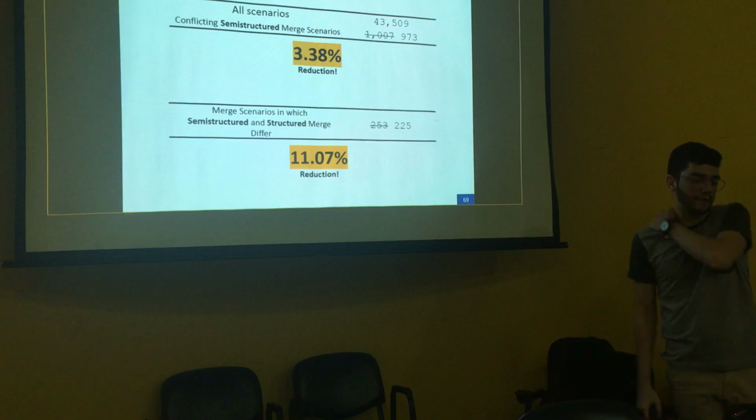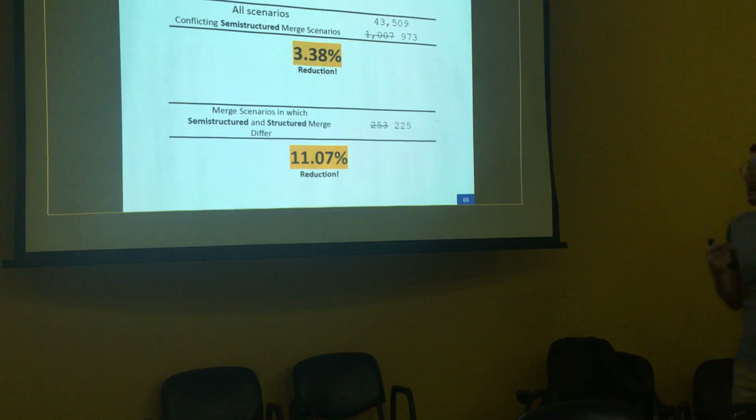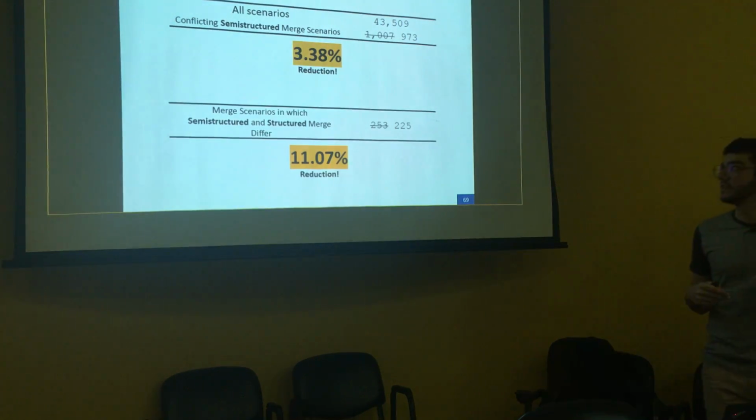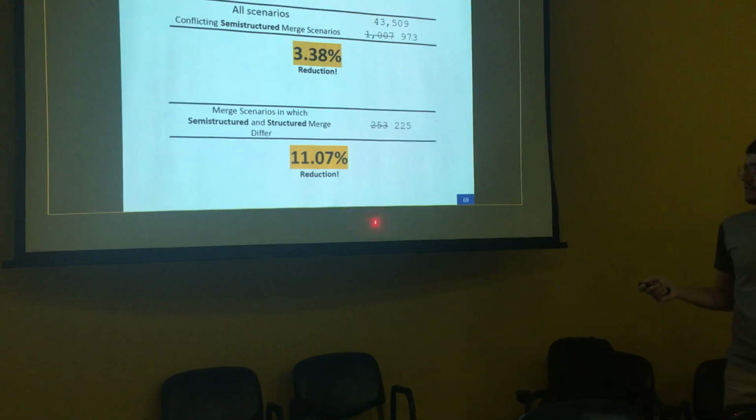Finally, for our last research question about consecutive lines conflicts, we found that when semi-structured merge is able to resolve conflicts because of changes in consecutive lines of code, the number of scenarios with conflicts by semi-structured merge is reduced by about 3%, and the number of scenarios in which semi-structured and structured merge differ is reduced by about 11%.